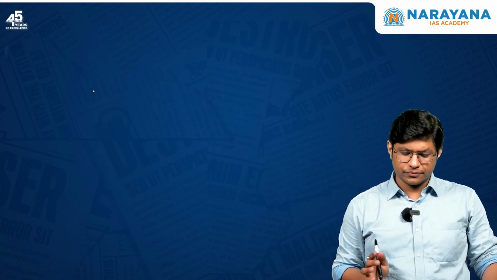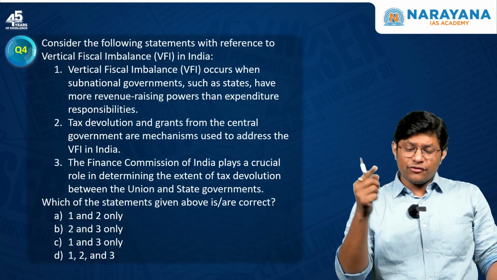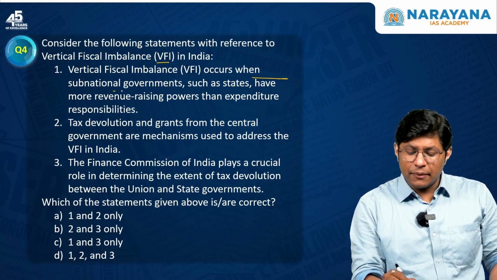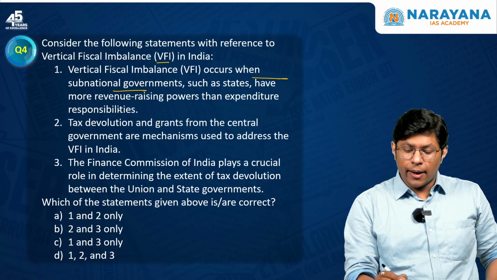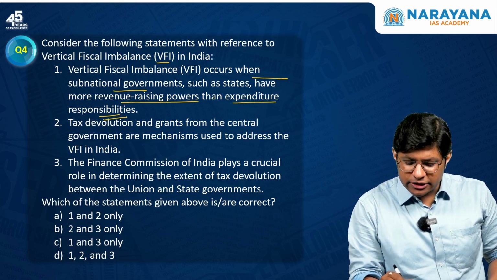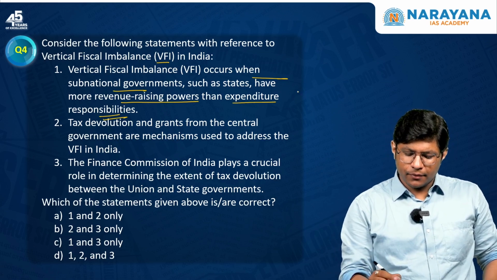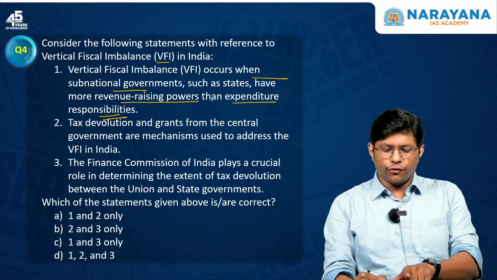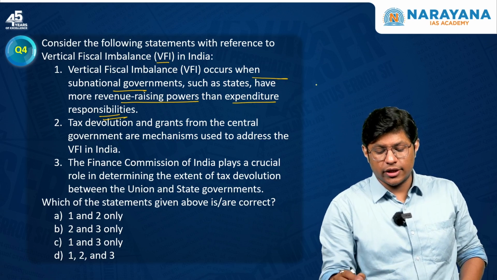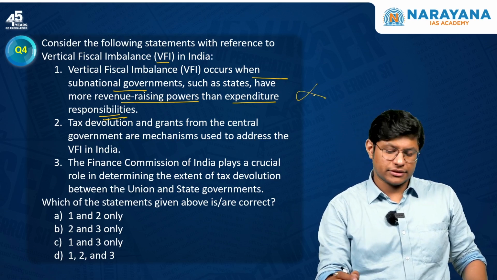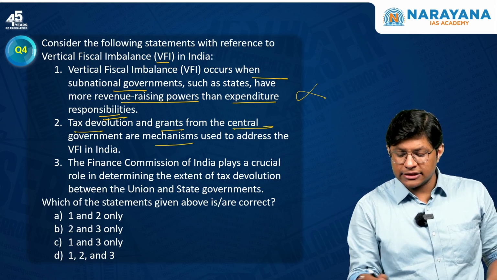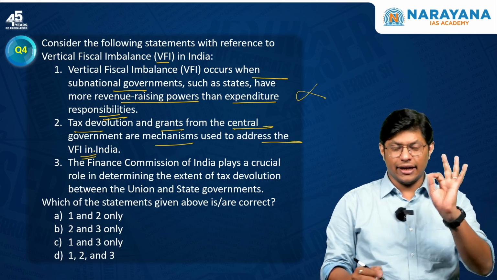Very simple question. Next, consider the following statements with reference to VFI. VFI occurs when subnational governments like the states have more revenue raising powers than expenditure responsibilities. No, they do not have revenue raising powers. First is incorrect. Tax devolution and grants from the central government are mechanisms used to address it. Yes, this is what we exactly discussed.